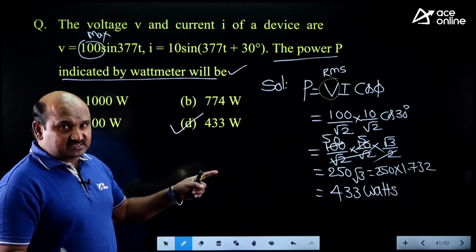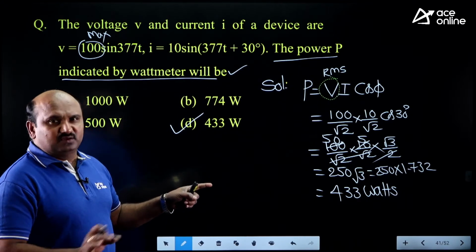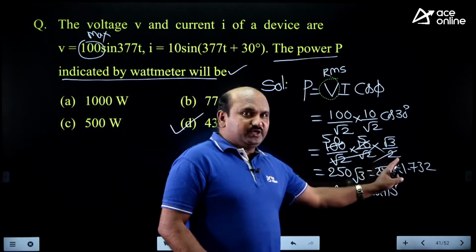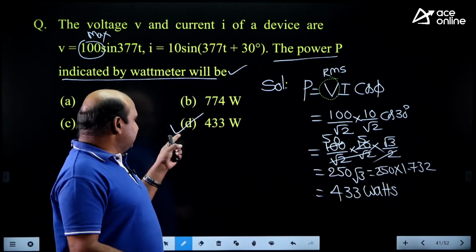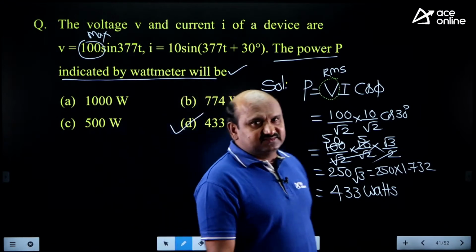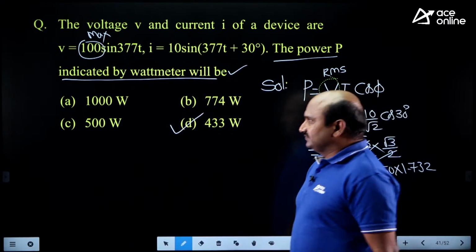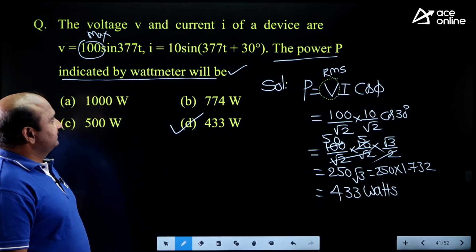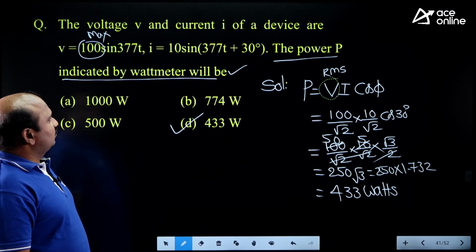Guys, you may get a doubt: sir, is a calculator required here? No need. According to the options you can select. 250 into 2 is 500, less than that is 433, and only one option is given. That's why you can take it. Is it clear? Yes or no? Yes. Now, next one.